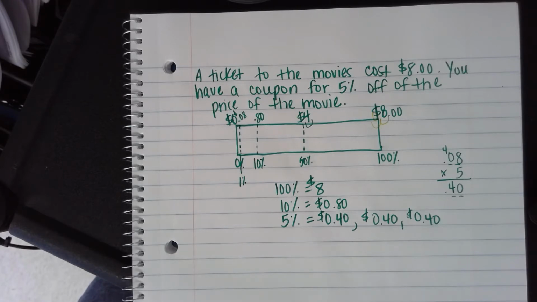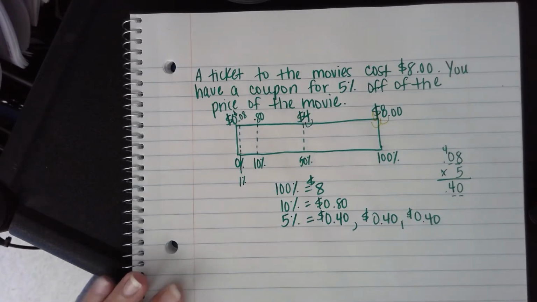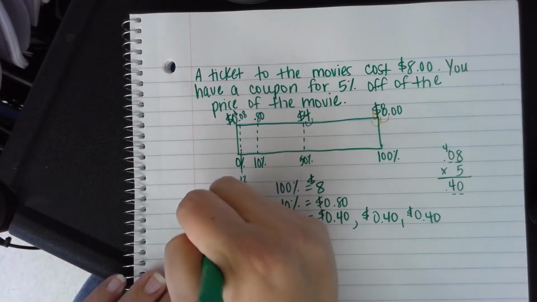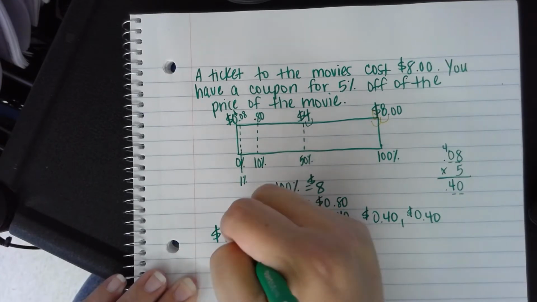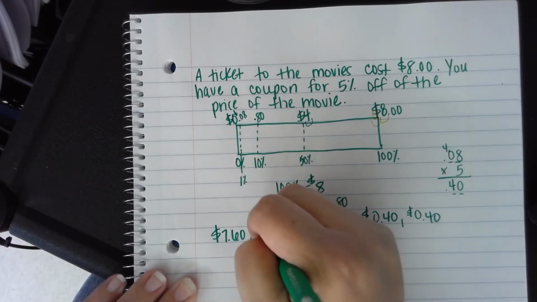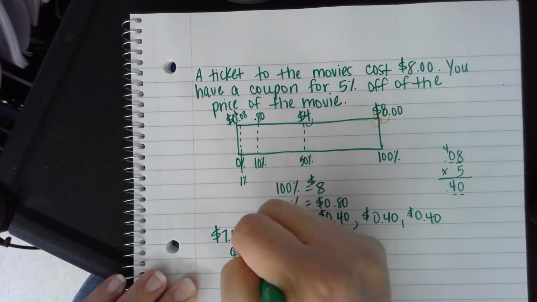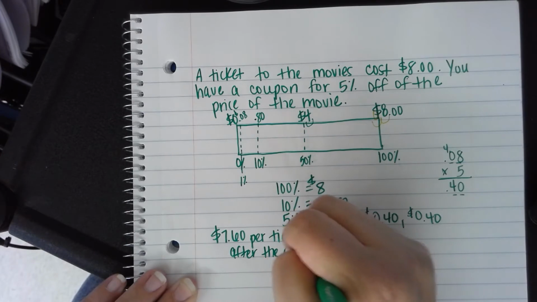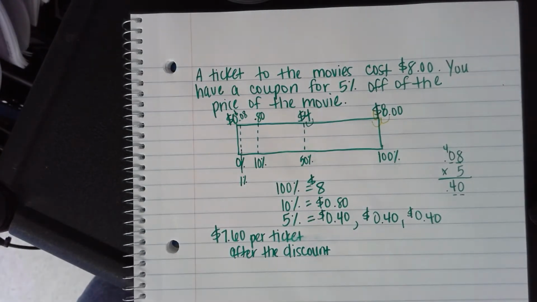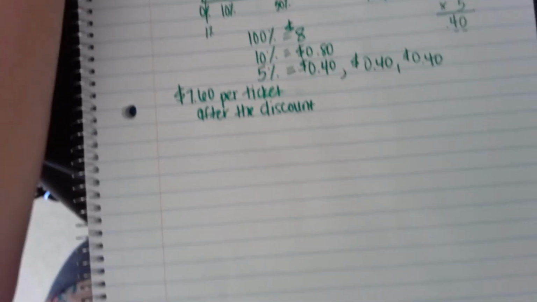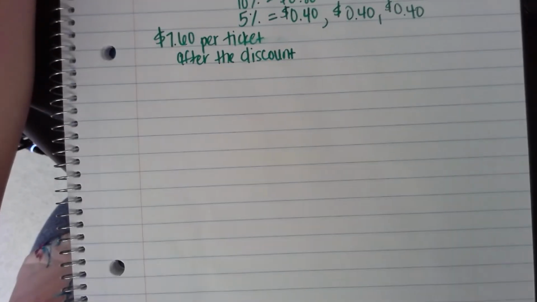So how much are we actually going to save if we're getting 5% off of our ticket? We're going to save 40 cents. So how much is our ticket going to cost? $7.60 per ticket after the discount. Let's look at one more.